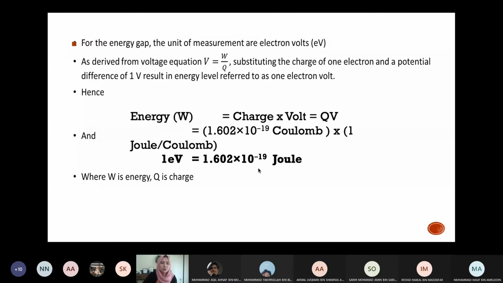Okay, and the important one in this slide is this one. You should know that 1 electron volt is equal to 1.602 times 10 to the power of minus 19 joules. So this is for 1 electron volt.